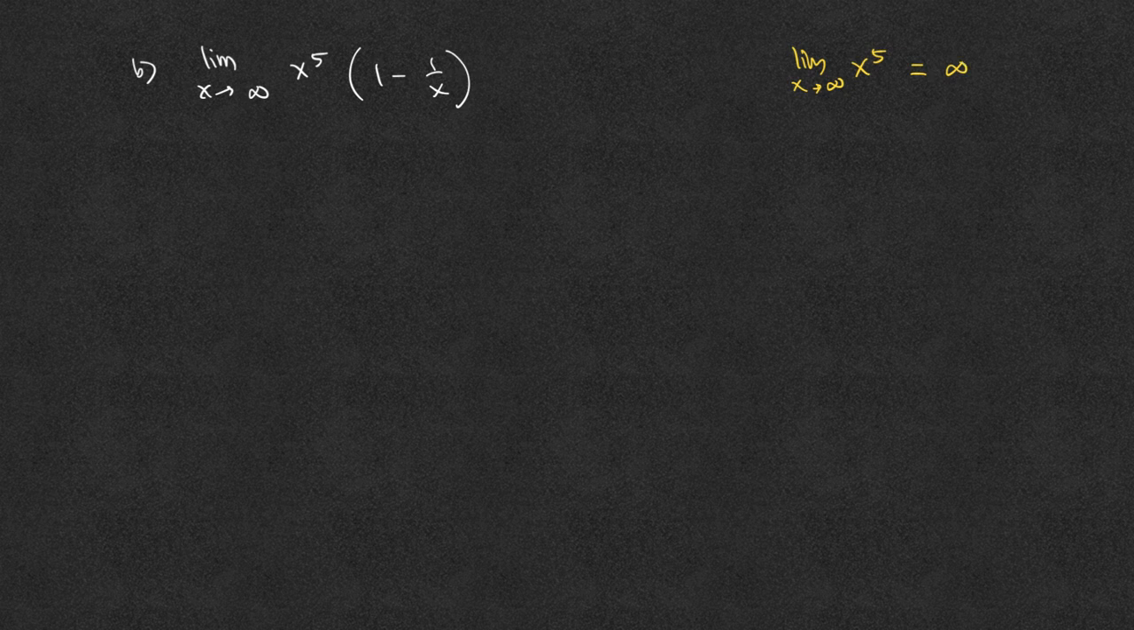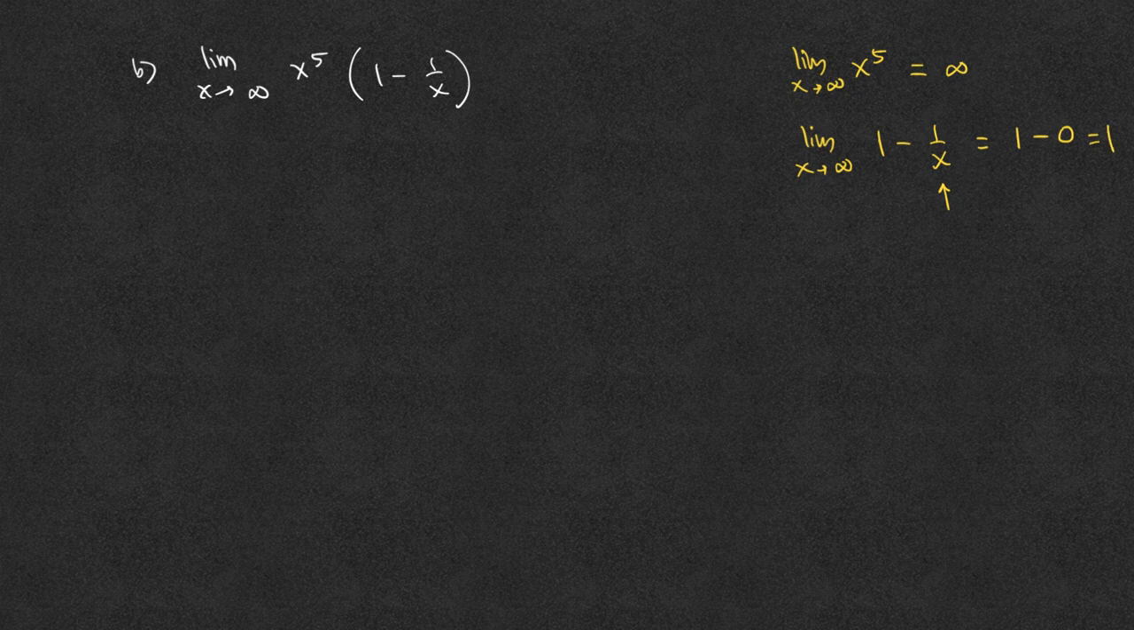It goes to infinity. The limit as x goes to infinity of 1 minus 1 over x is the limit of the difference, where the second term is 1 over a very large number, which is a very small number. So this limit is 1.